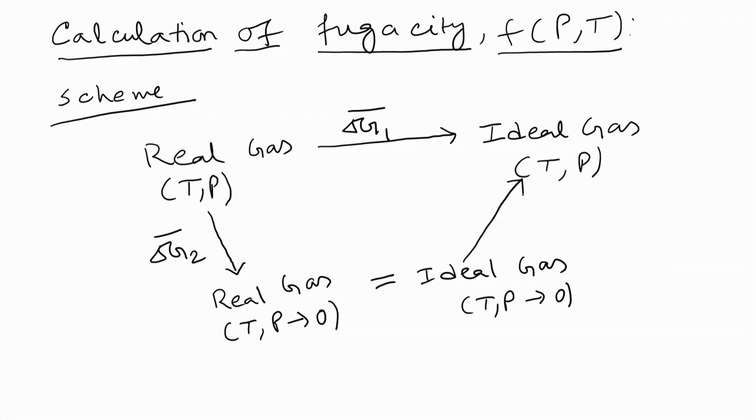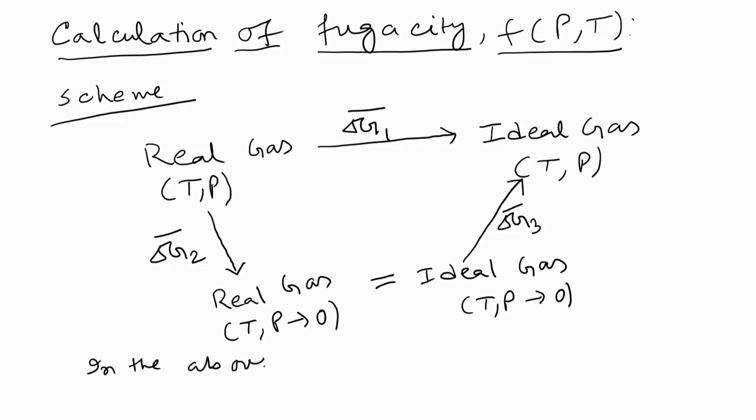So, basically we will consider a real gas at constant temperature and pressure, and when P goes to 0, if we keep the temperature fixed, we will obtain real gas at temperature T and when P goes to 0, which is nothing but ideal gas at temperature T, P goes to 0, and then now we will increase the pressure of the ideal gas from P equals 0 to P equals P. And the free energy change for this path, means ideal gas at temperature T, P goes to 0 to ideal gas at temperature T and pressure P, for that process, the free energy change is delta G bar 3, we say.